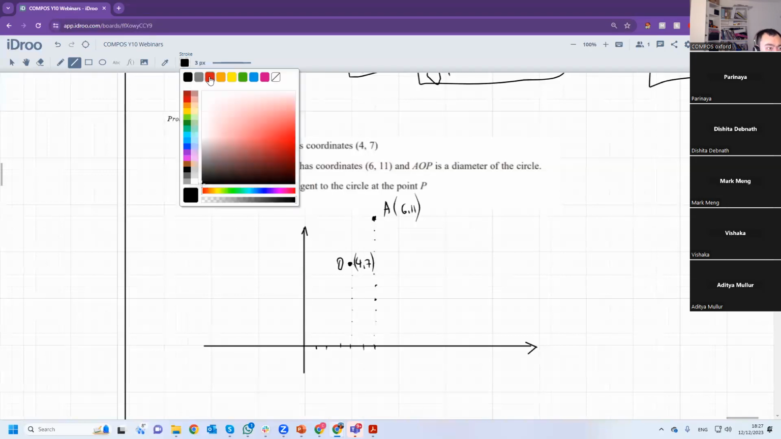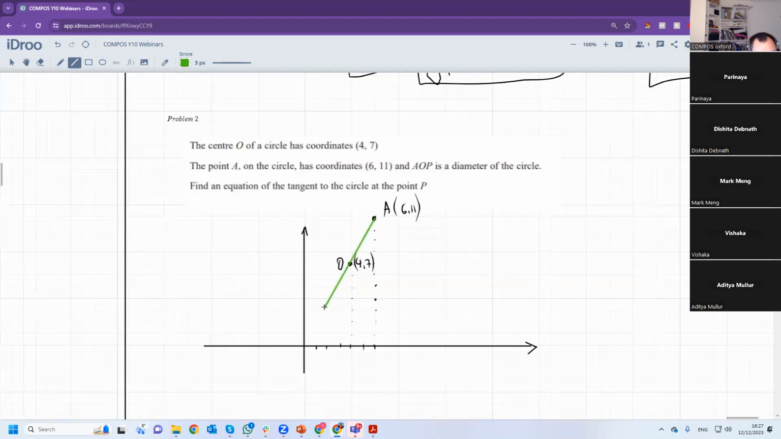Well, it doesn't seem a very complicated question. So AOP is the diameter, and we need to find point P. Let's call it P1 and P2. And because PA is the diameter, we know that O is the midpoint.